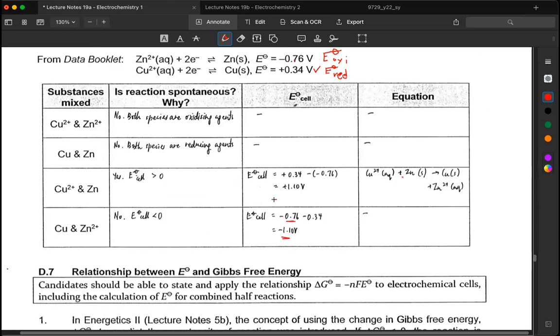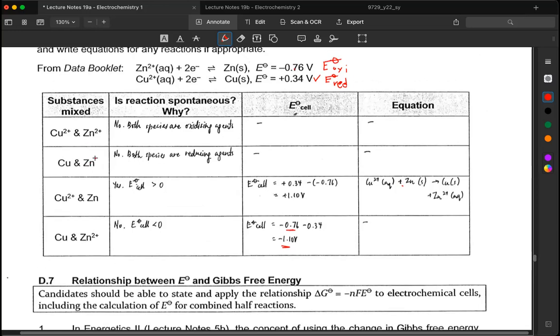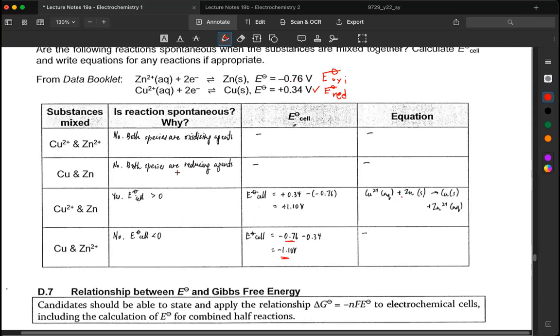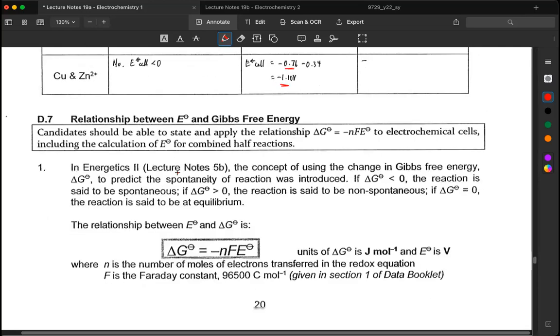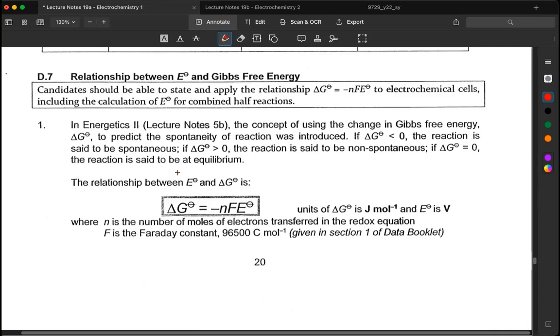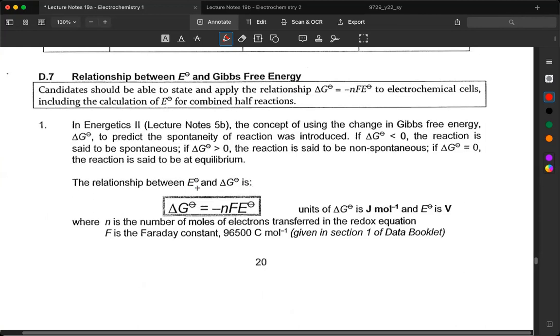All right, you can just calculate the E0 cell to see. But for these two scenarios, you don't even need to calculate. Why? You cannot have both species reducing or oxidizing at the same time. Doesn't make sense. Okay, so last lesson we talked about Gibbs free energy, entropy. I hope you can revise it on your own time. Very important concept in thermodynamics.